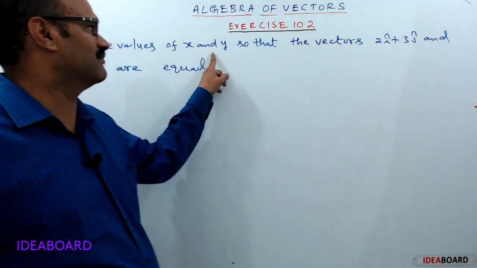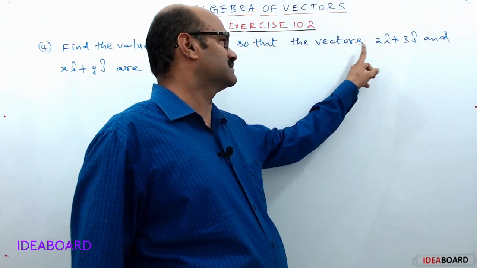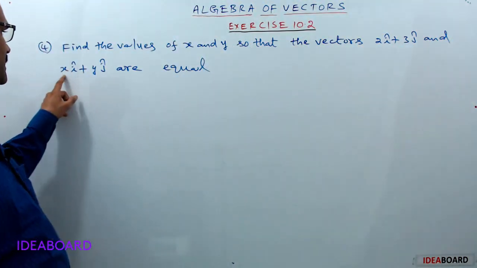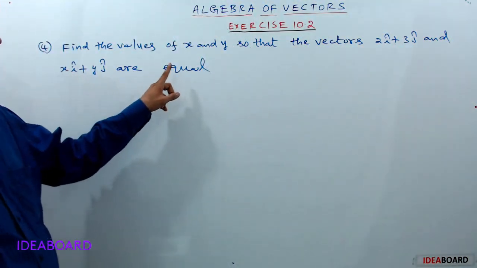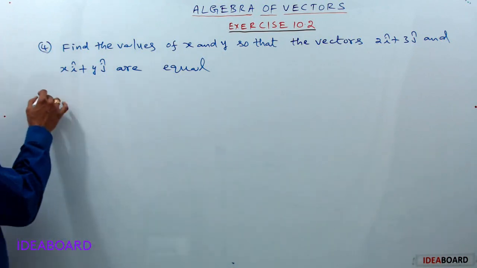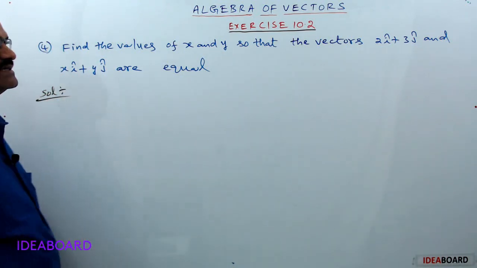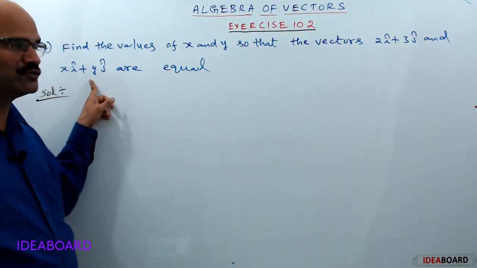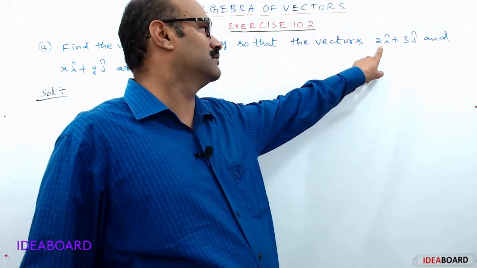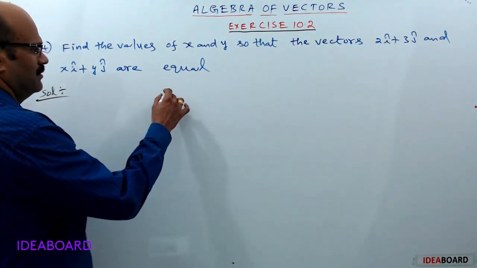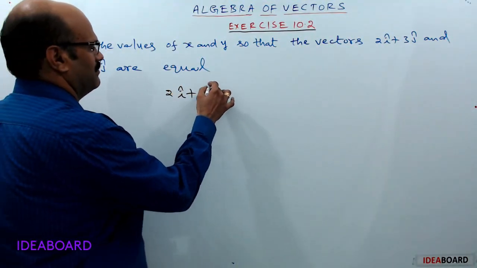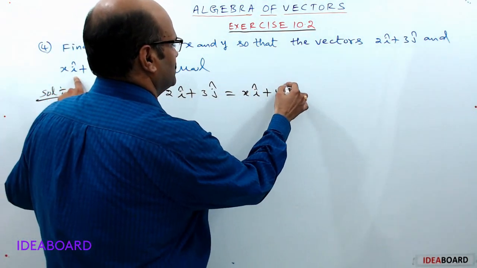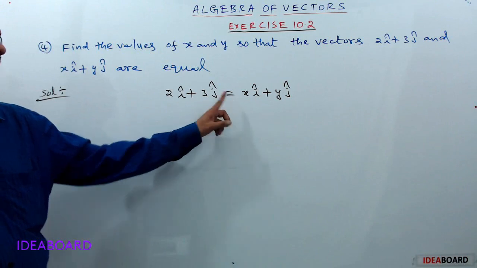Find the values of x and y so that the vectors 2i cap plus 3j cap and xi cap plus yj cap are equal. When do you say that two vectors are said to be equal? If they have same magnitude and same direction. First vector is given by 2i cap plus 3j cap and second vector is given by xi cap plus yj cap. These two vectors are equal.